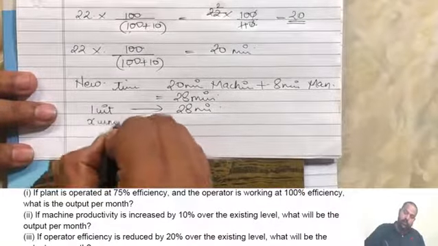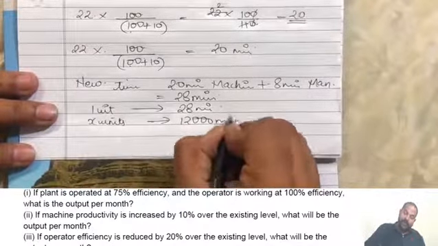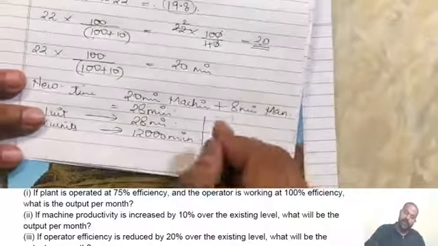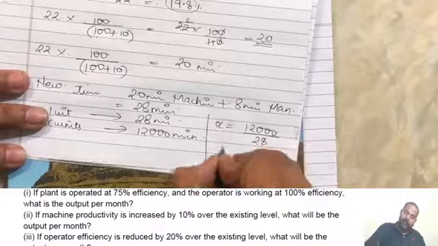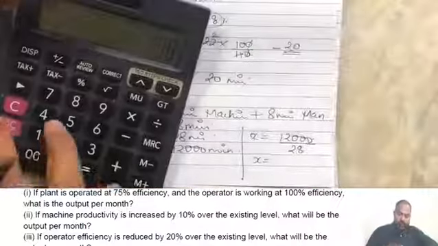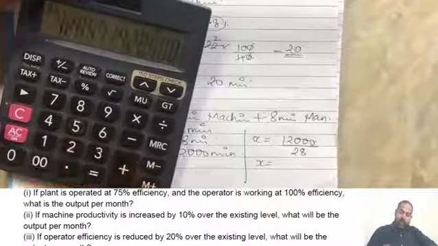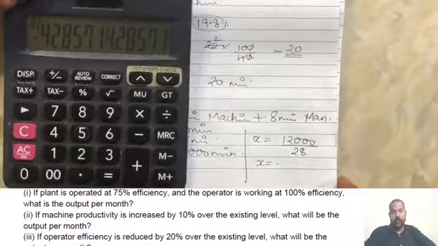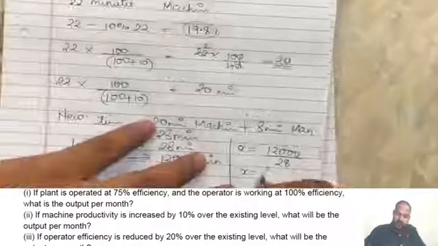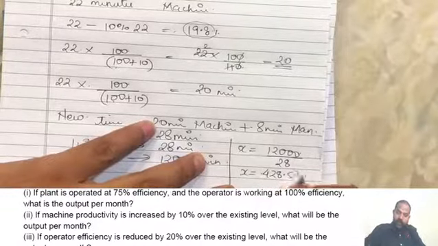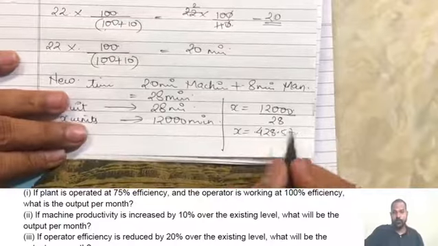So how many units do I make in 12,000 minutes? Cross multiply. The answer is 12,000 divided by 28. Initially I could make 400 units. Now obviously, because the time has reduced, I can make more. I can make 428.57 units.